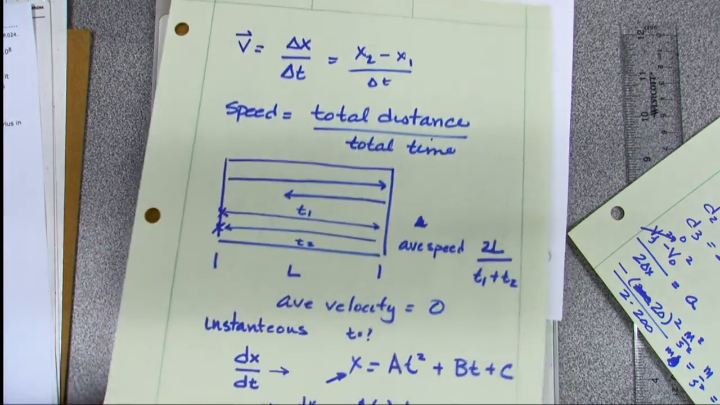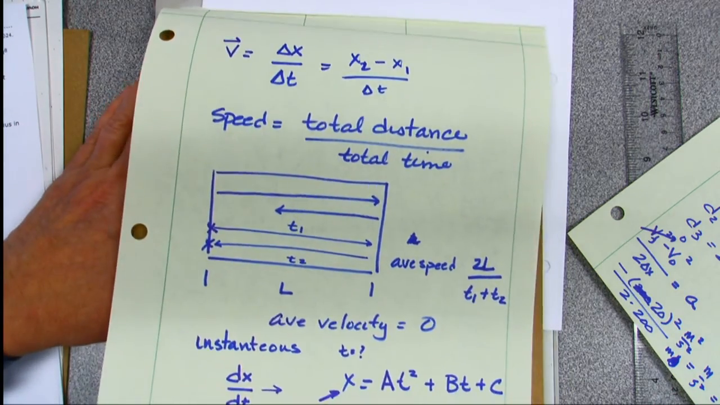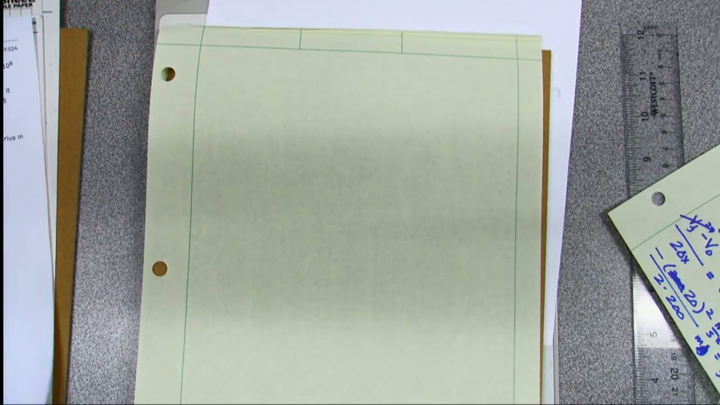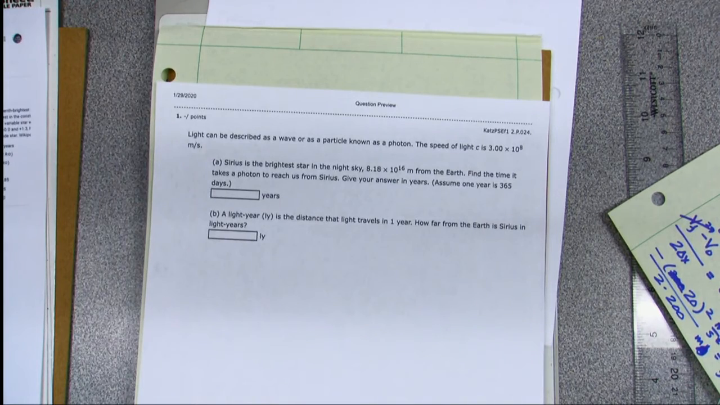So, you also have a problem, and I'm not sure why this problem was causing people consternation. So this was the problem. Light can be described as a wave, and it gives us the speed. Then we get Sirius as the brightest star in the night sky is 8.18 times 10 to the 16 meters from Earth. Find the time that it takes a photon to get here.